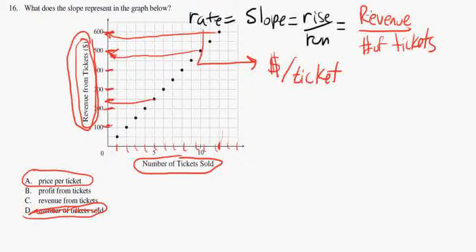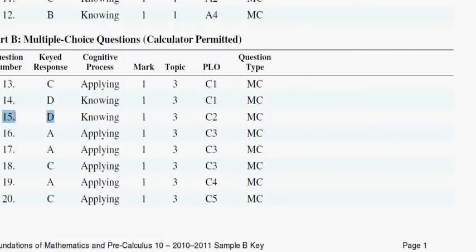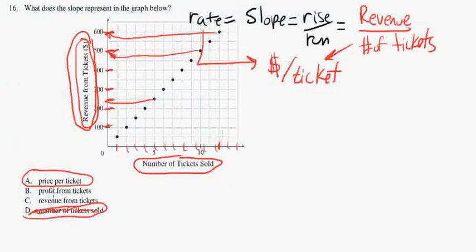And again, we can show that using our rise over run, because revenue divided by number of tickets is going to give us the price per ticket. And we can check just to make sure we are correct. We'll check the key. 16 is A, which is price per ticket.